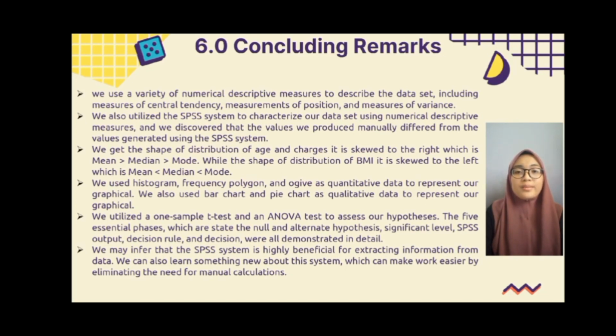We utilize a one-sample t-test and ANOVA test to assess our hypothesis. The 5 essential phases, which are stating the null and alternate hypothesis, significance level, SPSS output, decision rule, and decision, were all demonstrated in detail. We may infer that the SPSS system is highly beneficial for extracting information from data. We can also learn something new about this system, which can make work easier by eliminating the need for manual calculation.